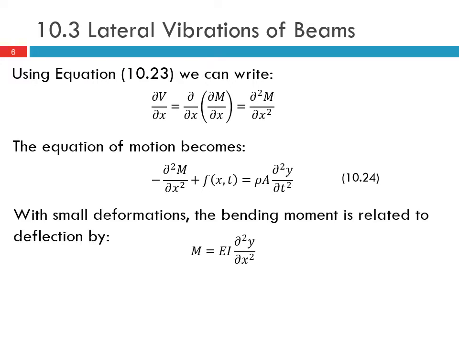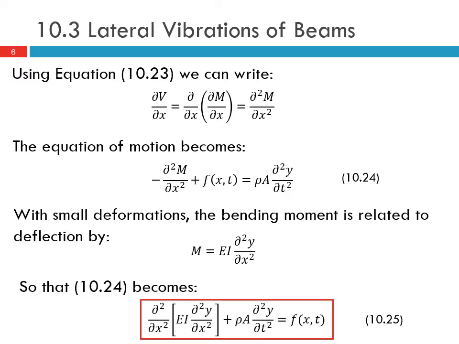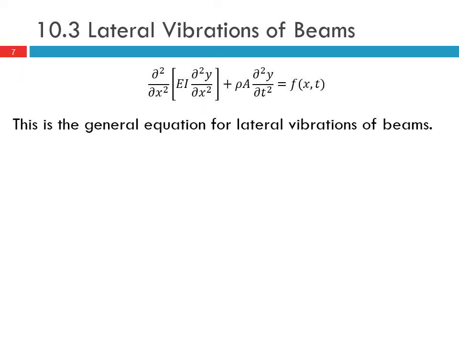And with small deformations, the bending moment is related to the deflection through this expression, considering the Young's modulus and the second moment of area. So m is equal to EI partial 2y by partial x squared. So now our 10.24 becomes partial 2 by partial x squared of EI partial 2y by partial x squared plus rho a partial 2y by partial t squared is equal to f of x and t. So this is the general equation for lateral vibrations of beams.